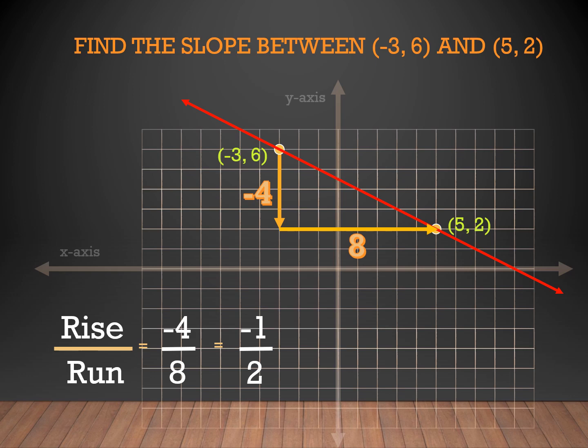Now there's another method also. We can go up by 4 units and to the left by 8 units, that's -8. And again, by plugging in the rise over the run, we get -half again.